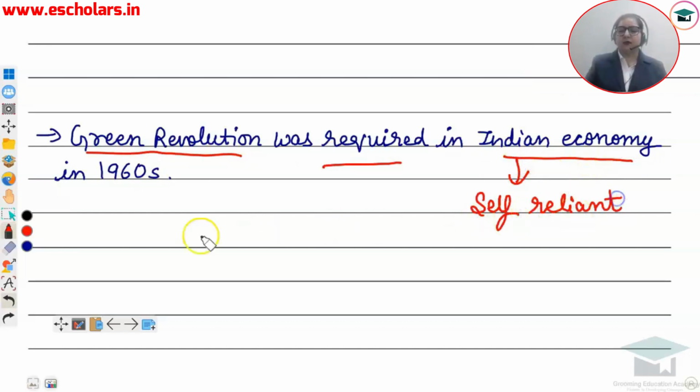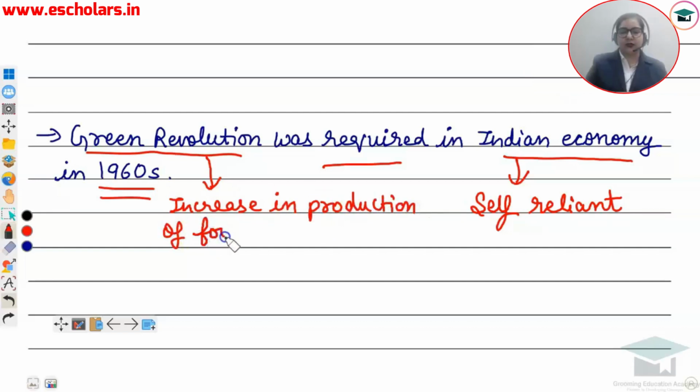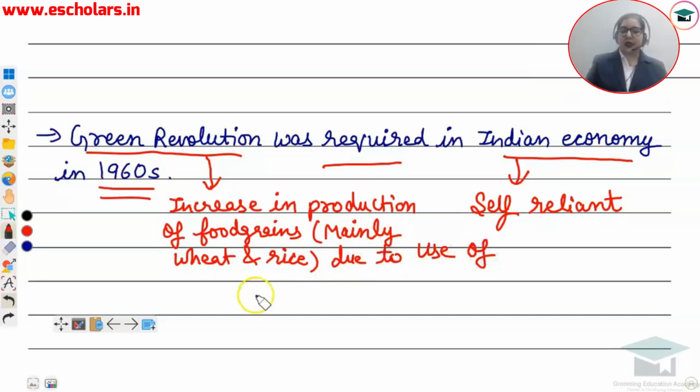Self-reliant in food grains. Okay. So Green Revolution basically came in the 1960s, or you can say in the late 1960s. Okay. What was Green Revolution? Green Revolution was an increase in production of food grains, mainly wheat and rice, due to use of scientific techniques such as high yielding variety seeds. Okay. HYVS stands for high yielding variety seeds.